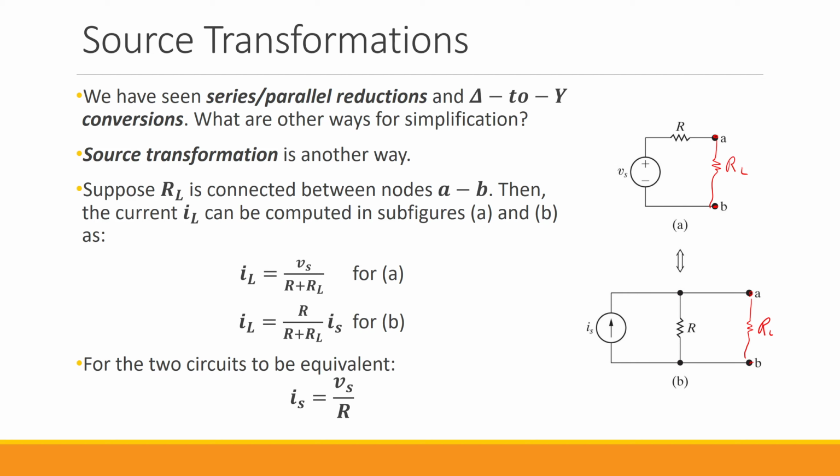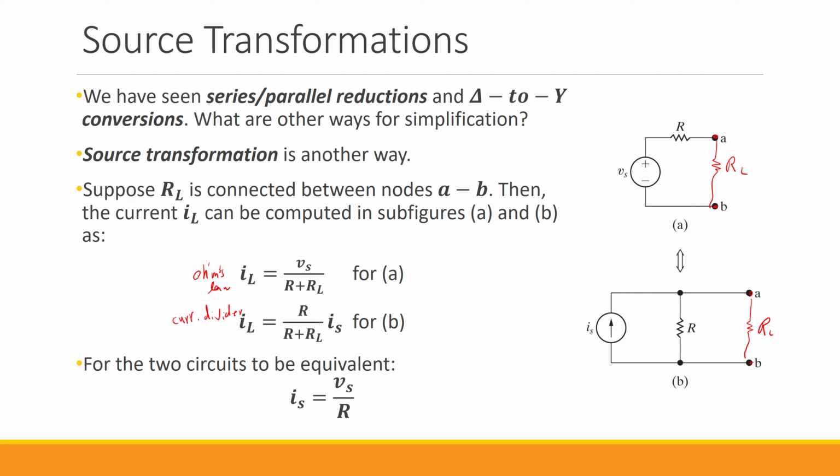Then we calculate IL based off each one of these circuits. So for the first one, it is a very simple voltage source in series with two resistors. So the current is calculated using Ohm's law. For the second one, we use the concept from current divider circuit to calculate the current that goes through RL.